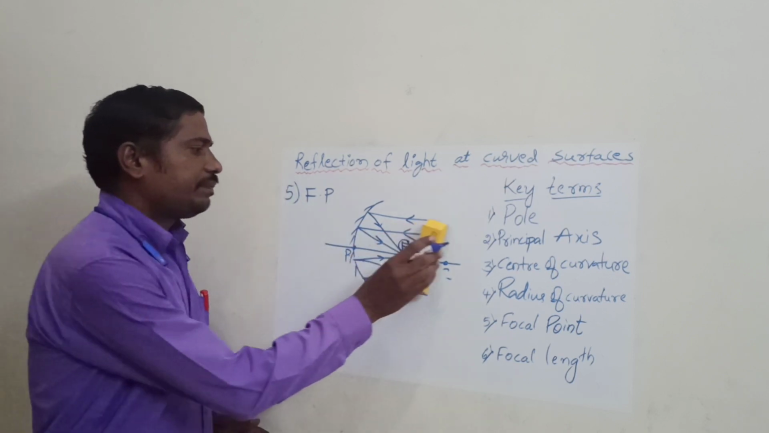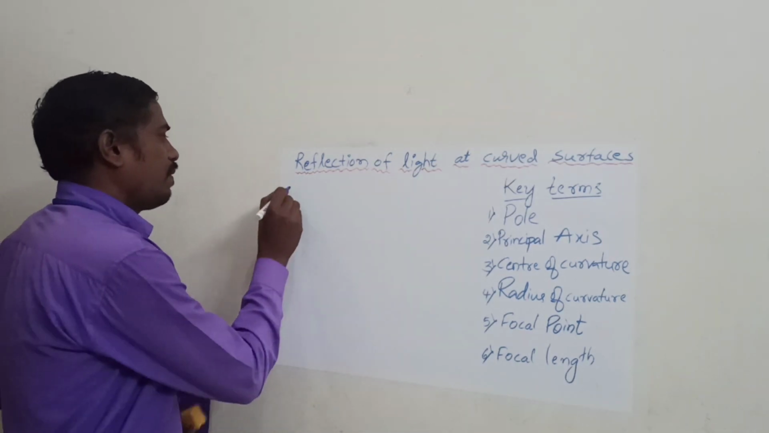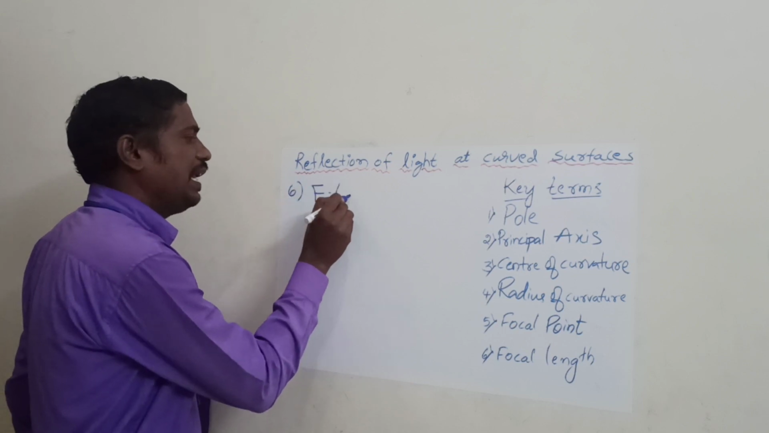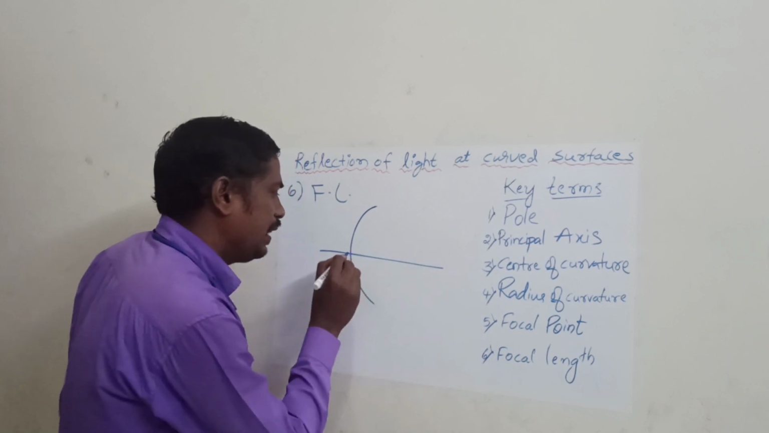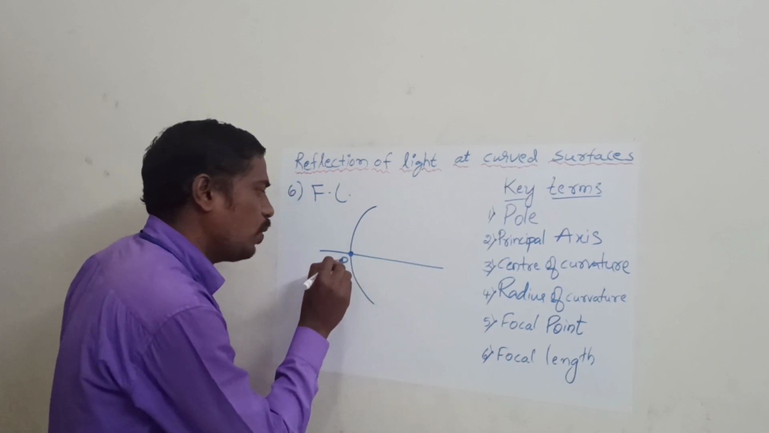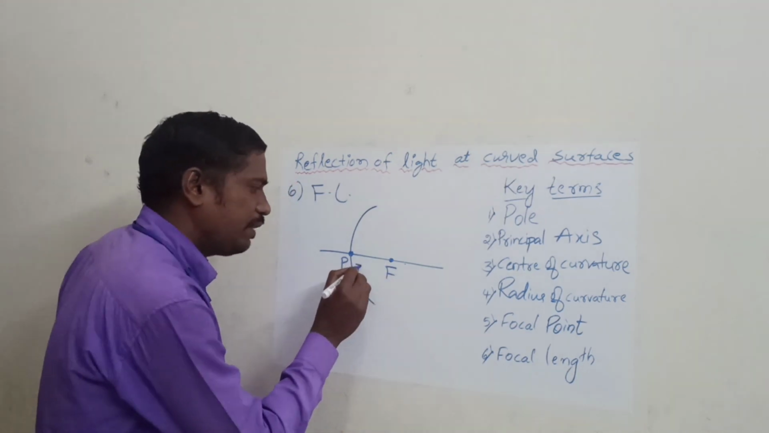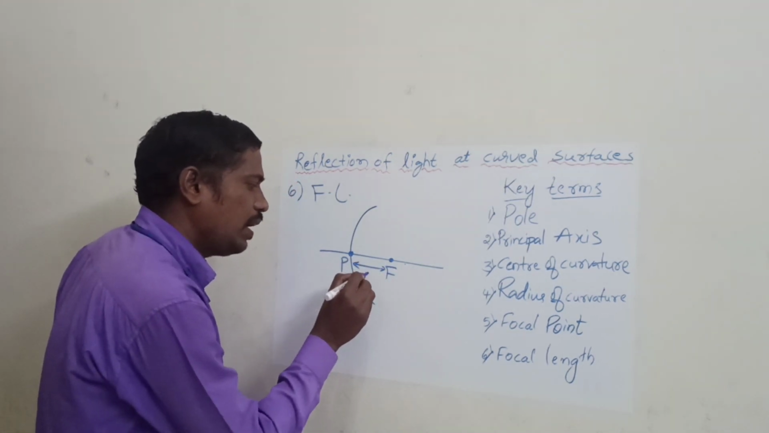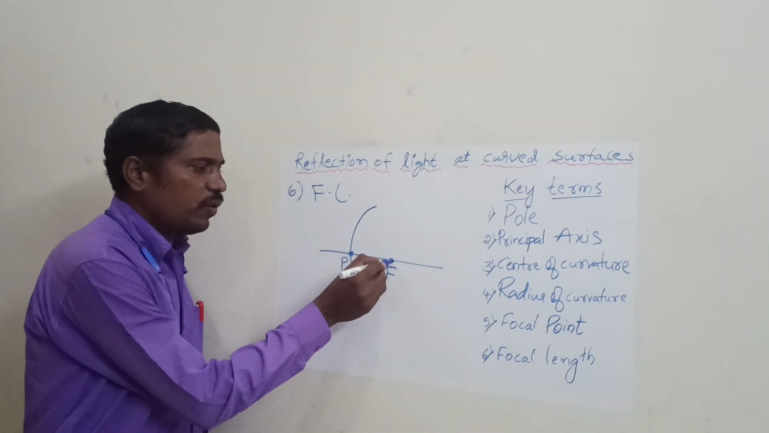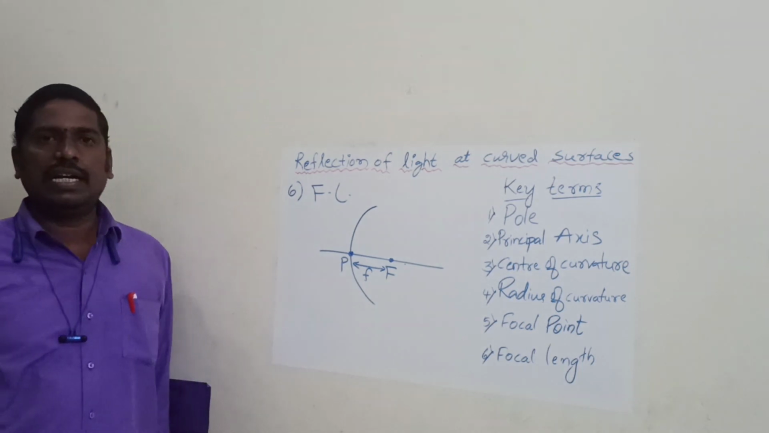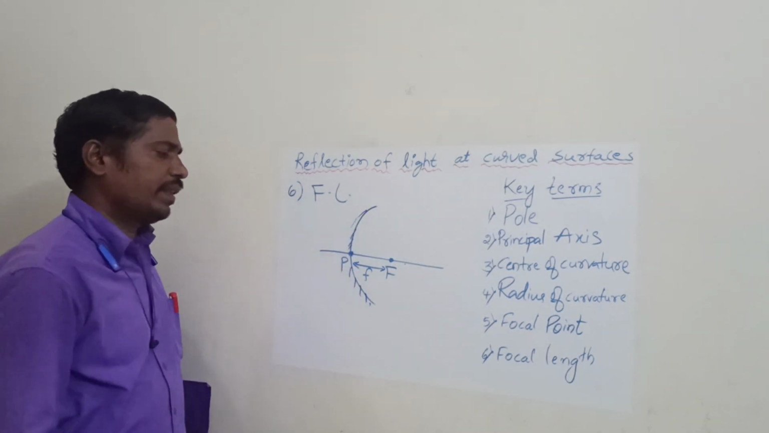Now sixth point, focal length. Focal length means the distance between the pole and focal point. The distance between the pole and focal point is called focal length. This is the concave mirror.